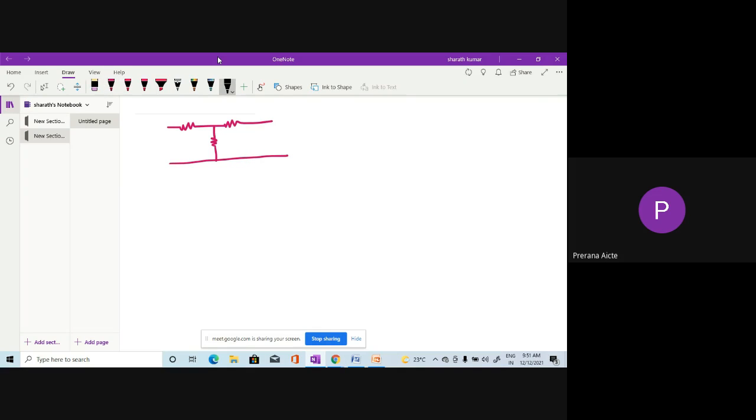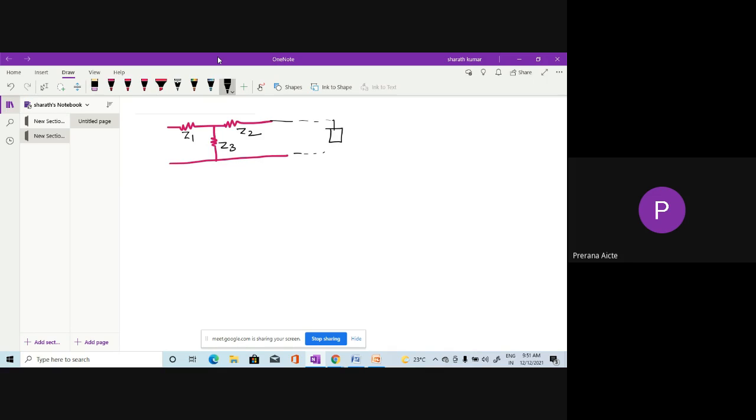So I have an asymmetrical network here: Z1, Z2, Z3. Consider a load at port 2. So this is the difference. Try to concentrate and understand this point.